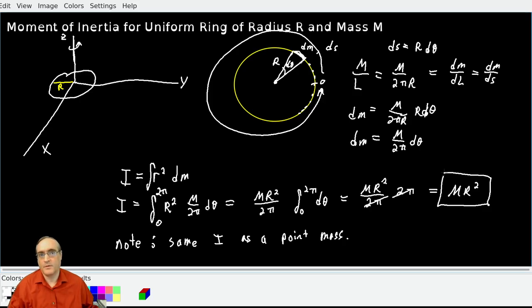So 3.5 minutes, not bad. We're going to handle the disk next. We're going to do it without double integrals, and then we'll come back and try some other stuff.